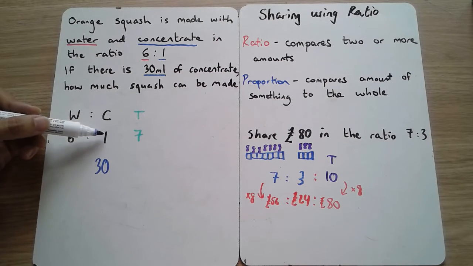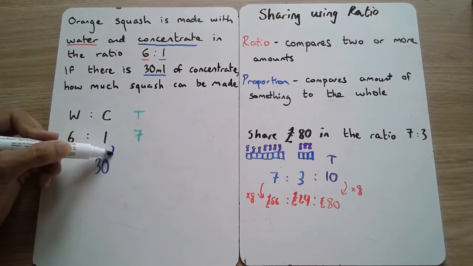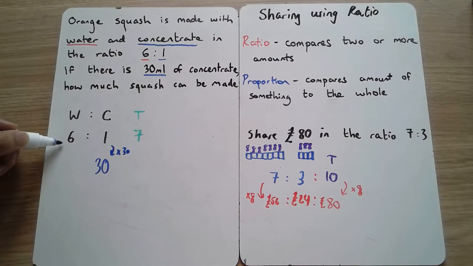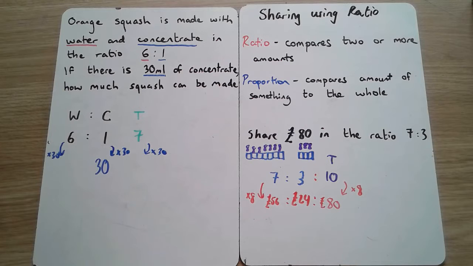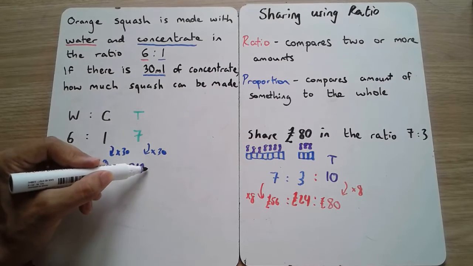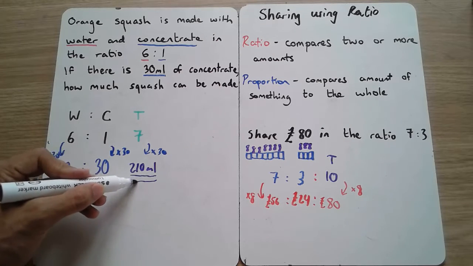So we have to look at how we get from 1 to 30. If one of these portions is worth 30, we're multiplying by 30. But if I multiply the concentrate by 30, to keep the ratio consistent, I have to multiply this by 30 and this by 30 as well. What that gives me at the end is 180 ml of water and 210 ml in total, and that is our answer. That's the amount of squash that we wanted.